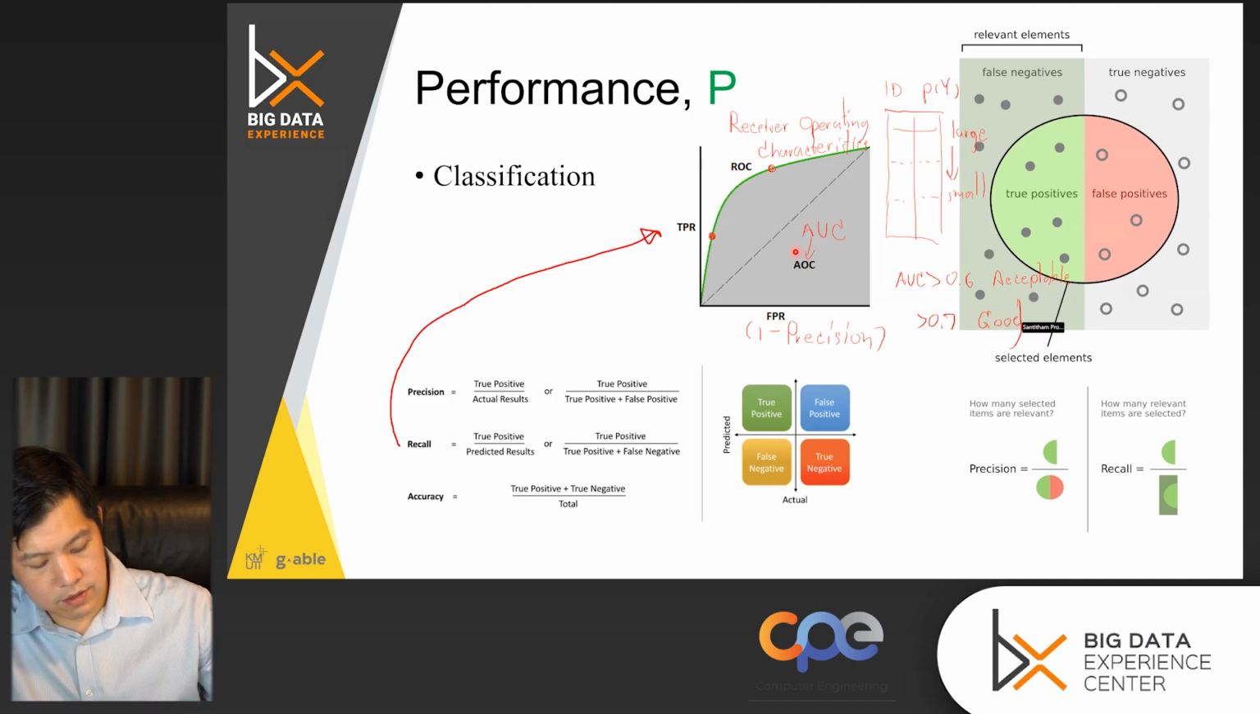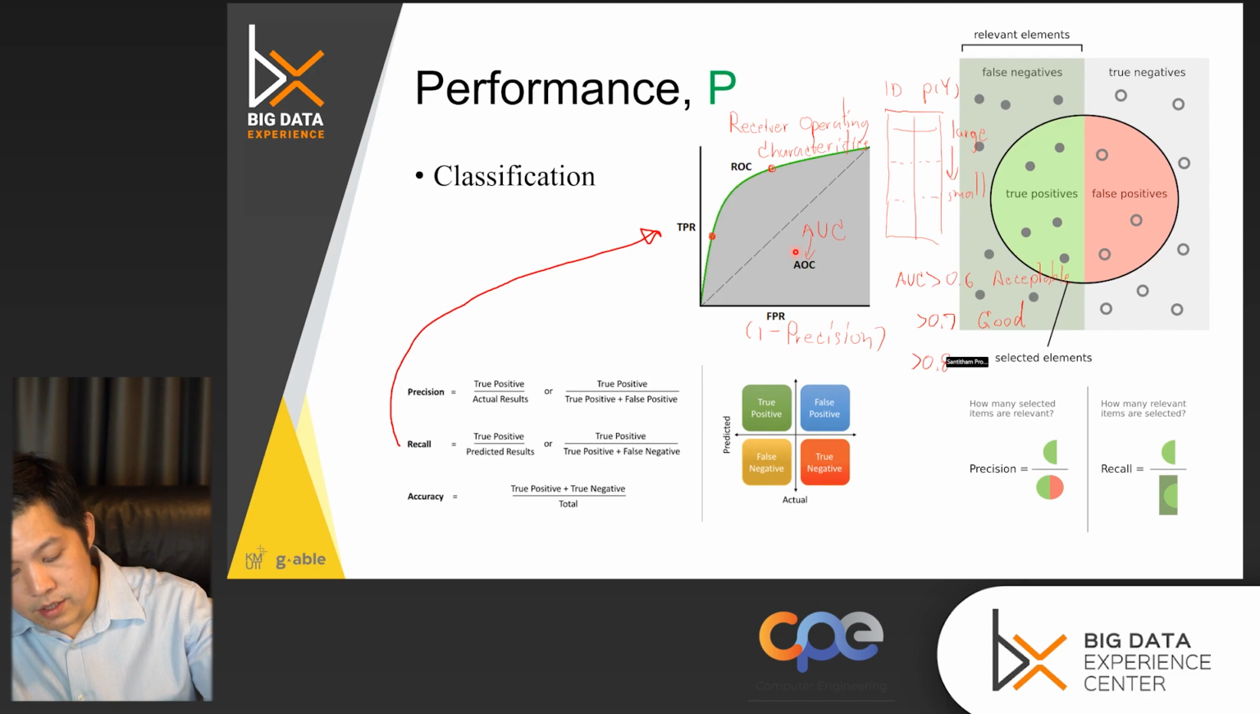Oh, good. When something follows the drawing, it is confusing.